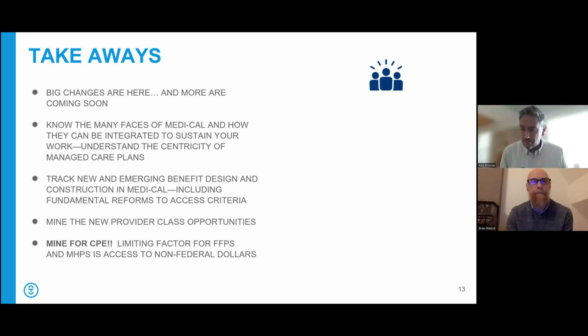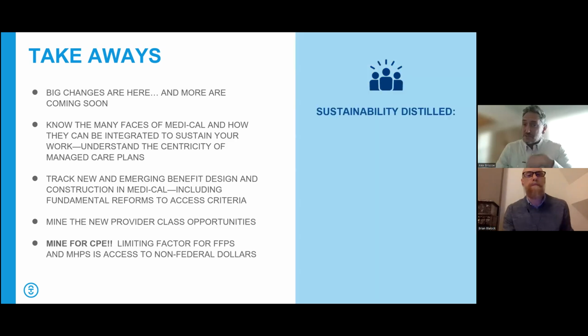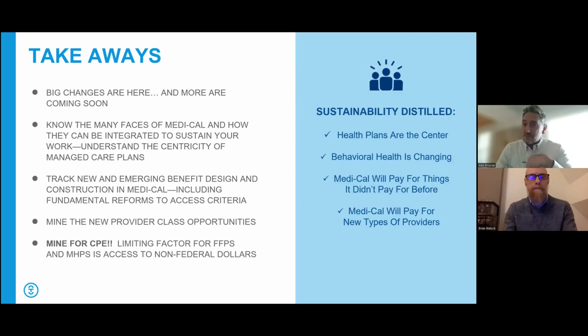Doulas get paid $1,200 a birth. They went live in January. Almost all low-income families now should have the positive experience of working with someone who looks like them during their pregnancy journey. And then finally, and this is our lesson on the math side, mine for this thing called a certified public expenditure. The plumbing is clogged because of a lack of access to non-federal dollars. So to distill the sustainability issues, know that the health plans are increasingly important. Behavioral health is changing. Medi-Cal will pay for things it didn't pay for before, and will pay for people to do things who it didn't pay for before.